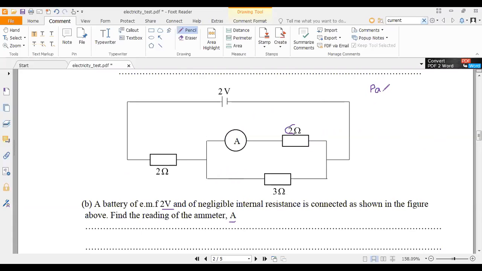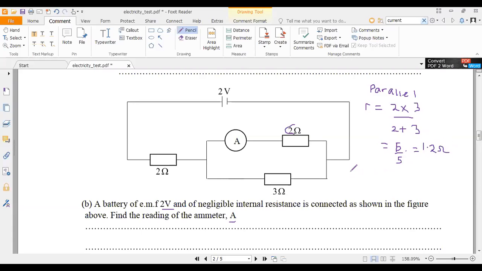So if I start with the parallel combination only, the resistance will be given by, since there are 2, we shall use product over sum. So we shall use 2 times 3 out of 2 plus 3. And this will give 6 out of 5, which is equivalent to 1.2 ohms.